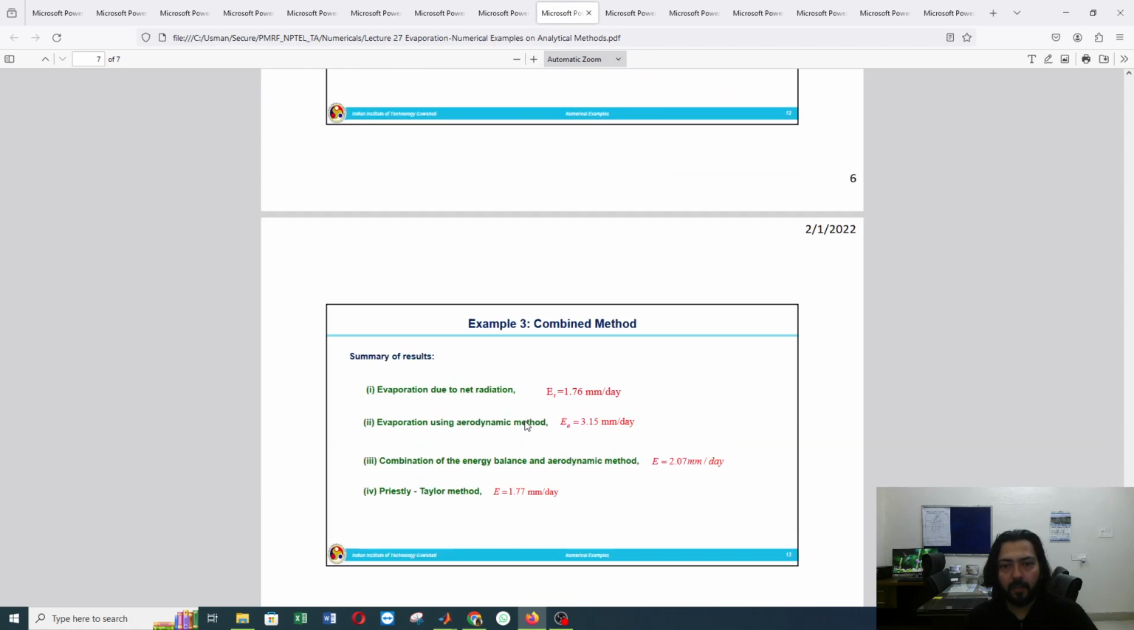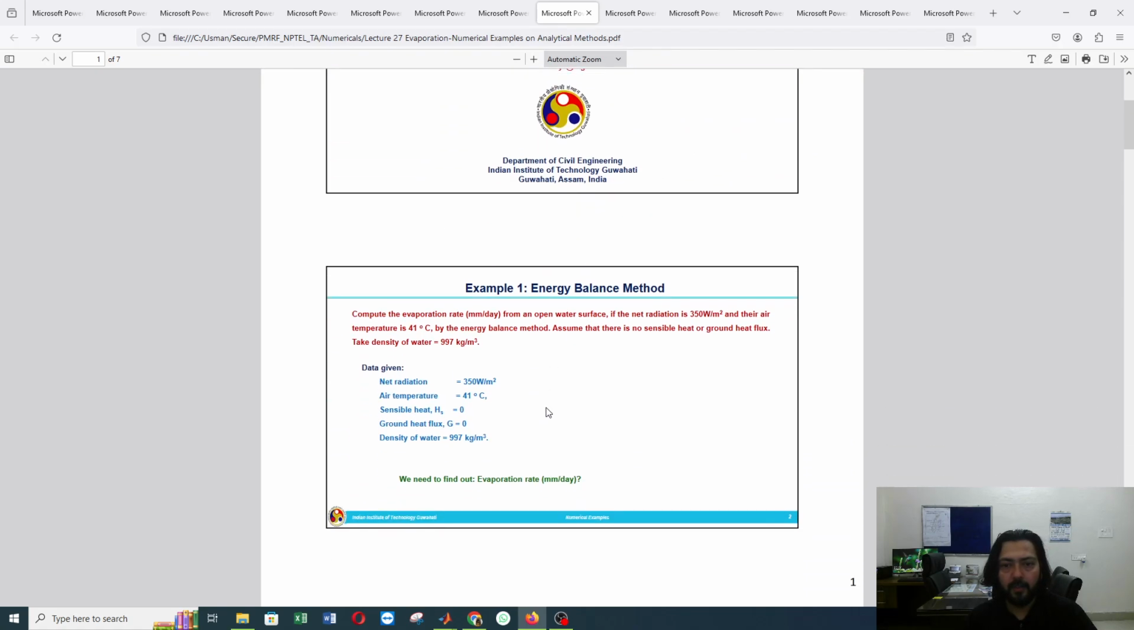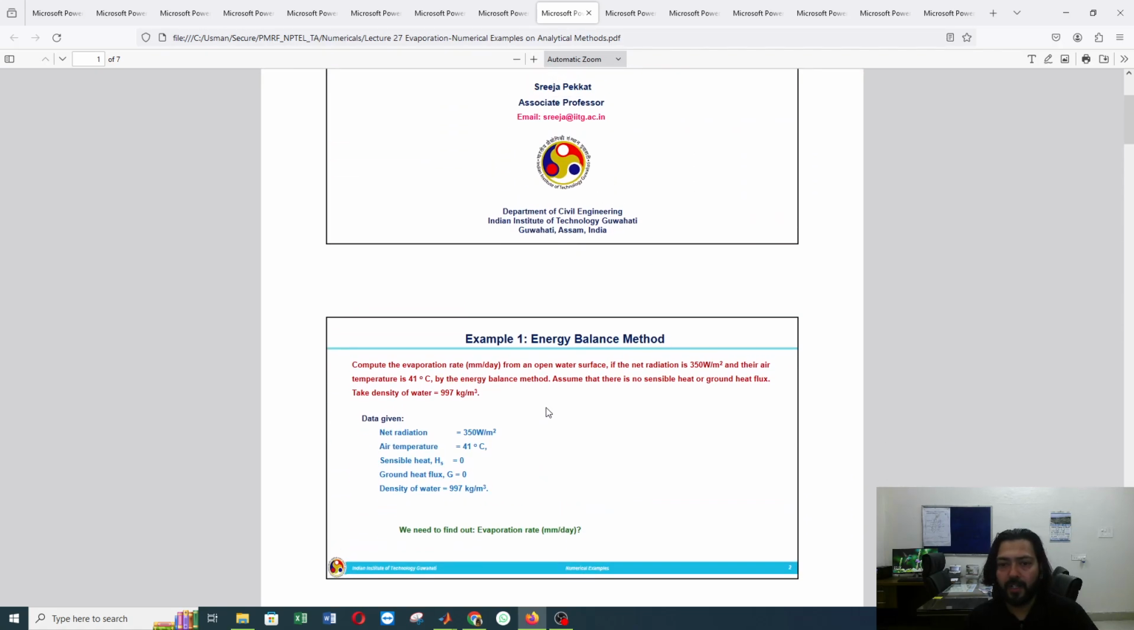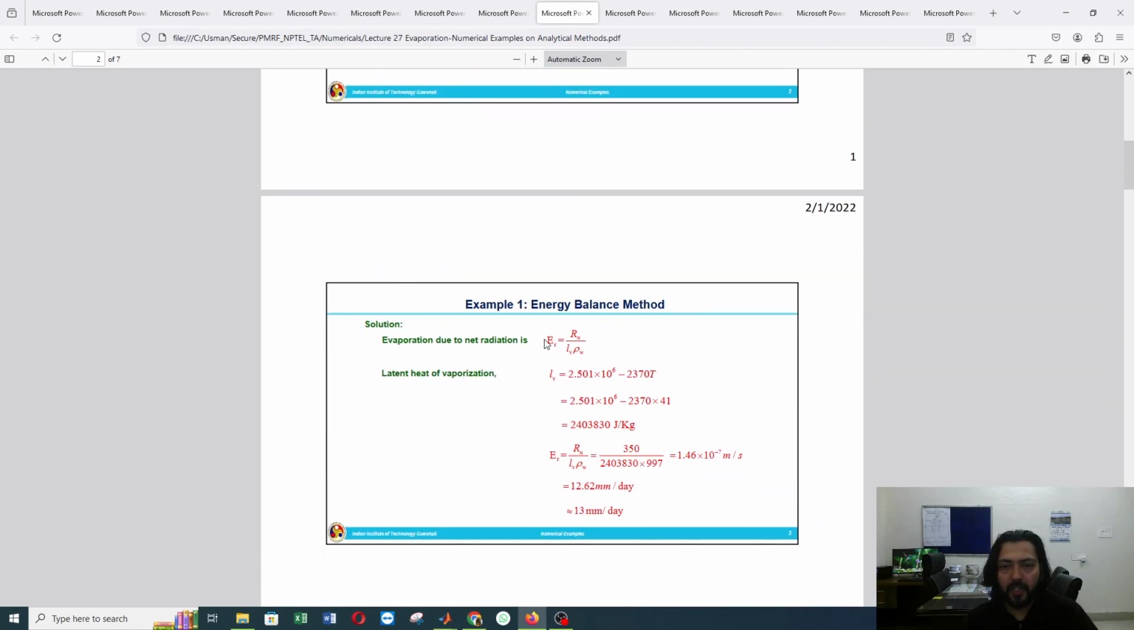Then we have seen a numerical on another important variable called evaporation. In evaporation we have studied three methods, that is the energy balance method. The equation for the energy balance method is nothing but Rn upon Lv rho W, where Rn is net radiation, Lv is latent heat of evaporation, and rho W is density of water. If we recall this equation, the important thing to calculate is latent heat of vaporization. The equation for that is here.